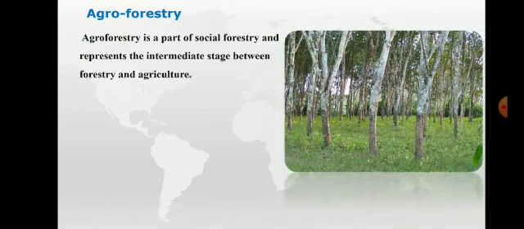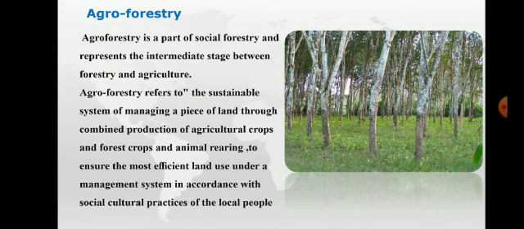Next we'll see agroforestry. Agroforestry is a part of social forestry only and represents the intermediate stage between forest and agriculture. They are like intermediates between social forestry and forest. So agroforestry refers to a sustainable system of managing a piece of land through combined production of agricultural crops and forest crops and animal rearing to ensure the most efficient land use under a management system in accordance with social cultural practices of local people.